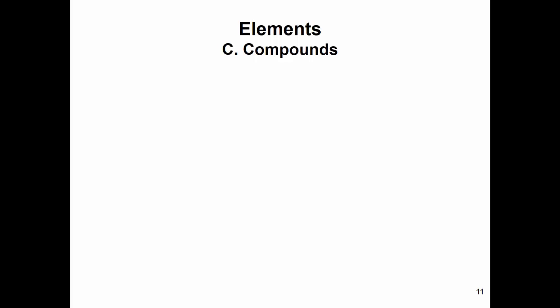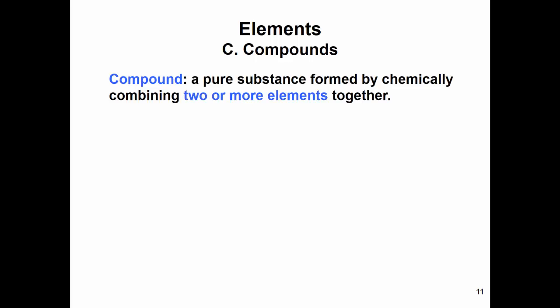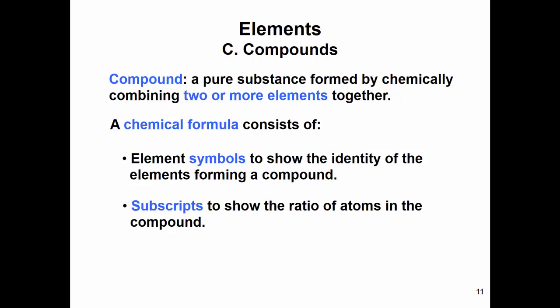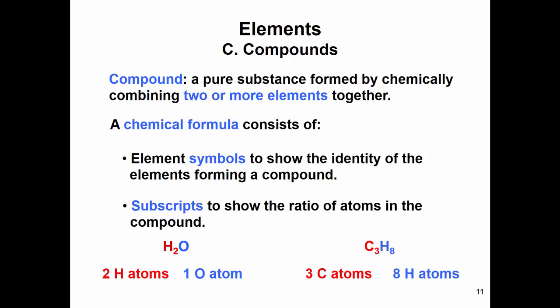All right, a compound is when we chemically combine two or more elements. So it is a pure substance because we are chemically combining two or more elements. And so a formula looks something like this. It's each element's symbol to show the identity of that element. And then you have subscripts that indicate the ratio of the atoms in the compound. So something like H2O. Okay, in that compound you have 2 hydrogen atoms and 1 oxygen atom.